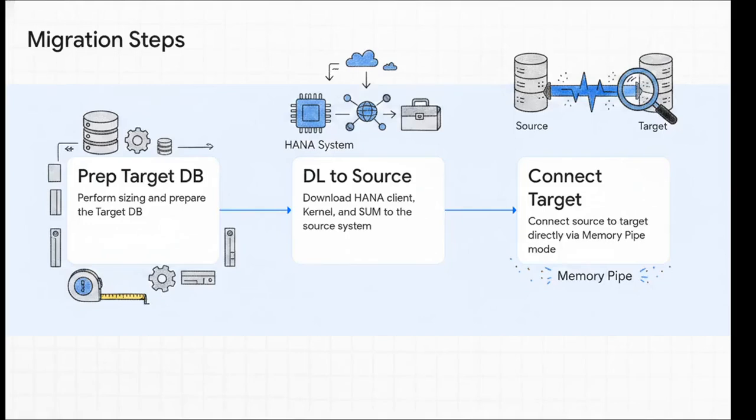Section 4, Under the Hood with R3load. So how does this actually work? The setup relies on just a few strategic downloads to your source system, establishing a direct connection to the target. There is absolutely no staging data in between. First, you size and prep the target database. Then, interestingly enough, you download the HANA client, the kernel, and the SUM tool directly to your source system. Yeah, you actually run SUM from the source. From there, SUM connects directly to the target HANA database using a highly efficient memory pipe mode to stream the repository and data across. It's incredibly streamlined.